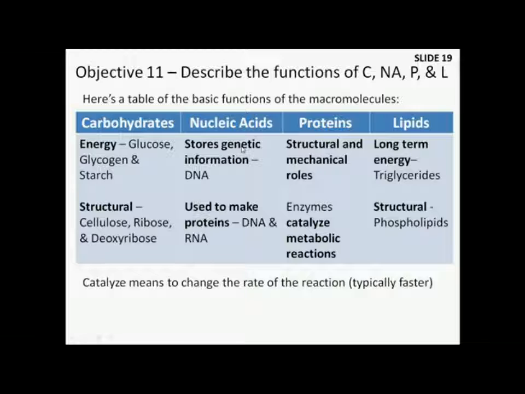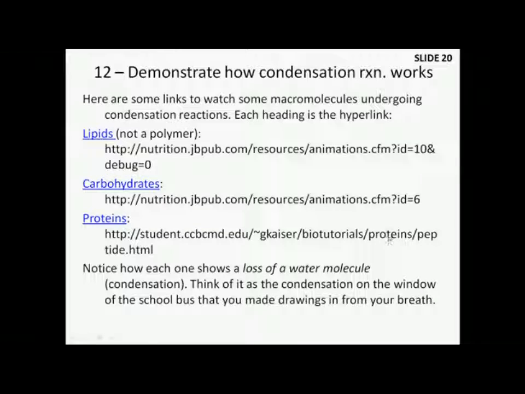Nucleic acids store genetic information and make proteins. Proteins have an unlimited amount of functions. The list would be a mile long. Proteins do almost everything your body needs done. Enzymes, very specific proteins that increase or start chemical reactions. Lipids, long-term energy storage, triglycerides, and structurally, phospholipids. Also functionally, but we're just going to say structurally here. We'll talk more about the functions of these when we get to membranes and cells.